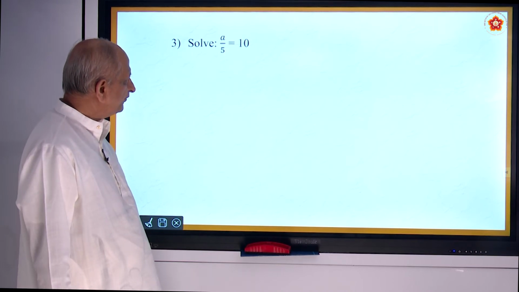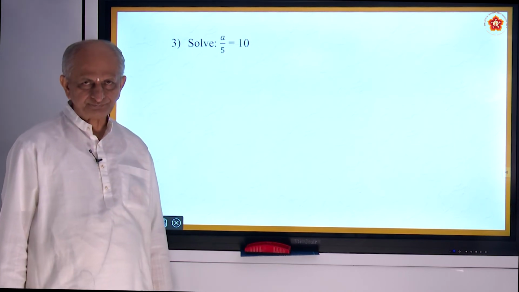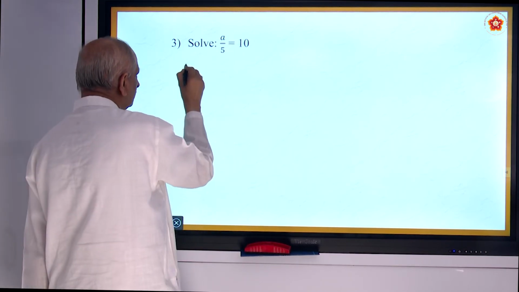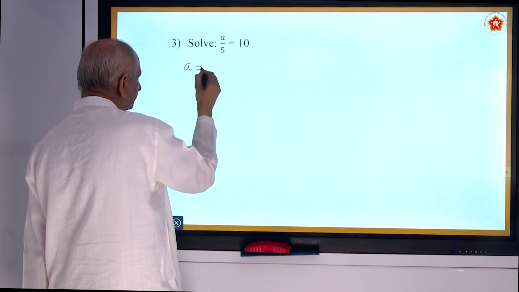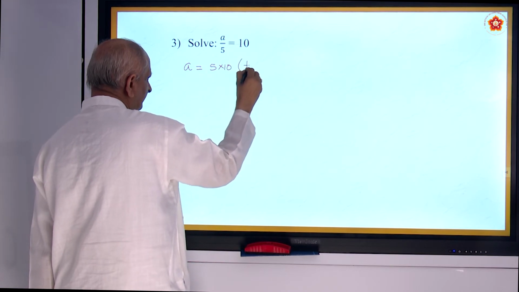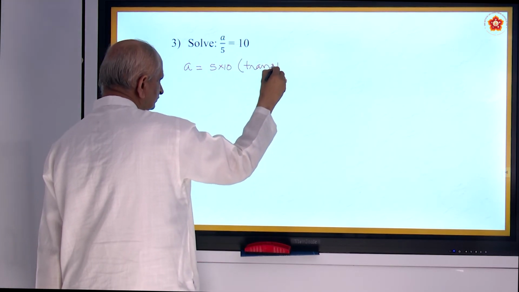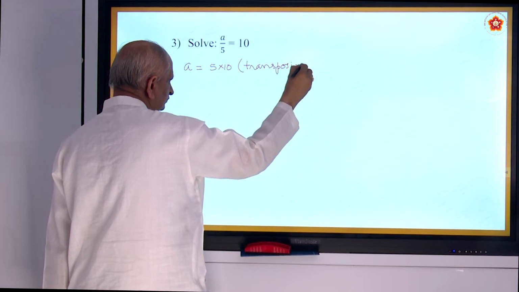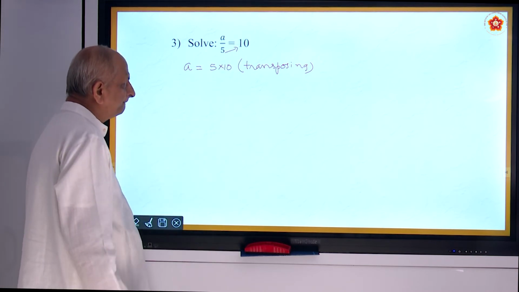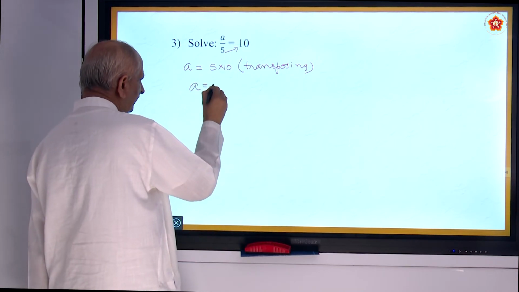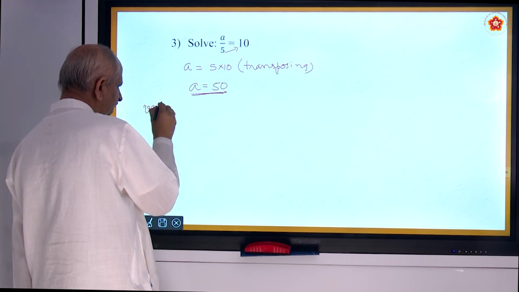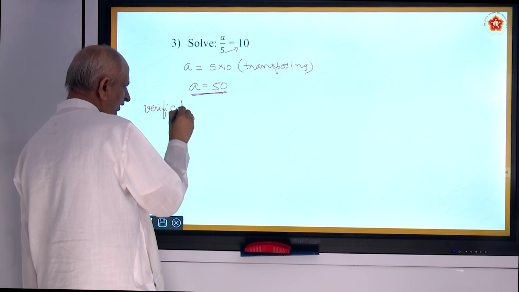Solve a by 5 is equal to 10. Here a is divided by 5. So how to do that? First step, a is equal to 5 into 10 on transposing. So that 5 was in the denominator, you must bring it up. So a is equal to 50. And how to do verification, also called checking.